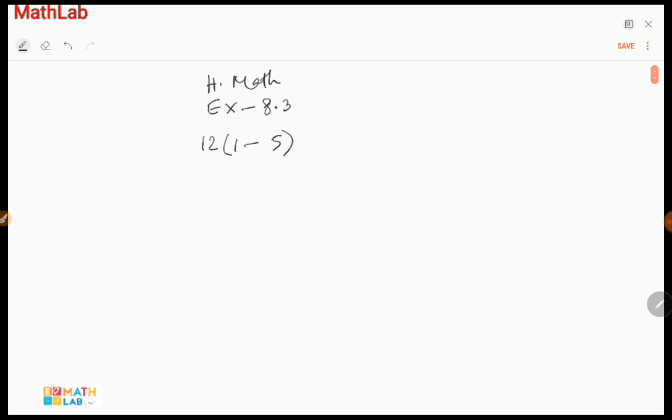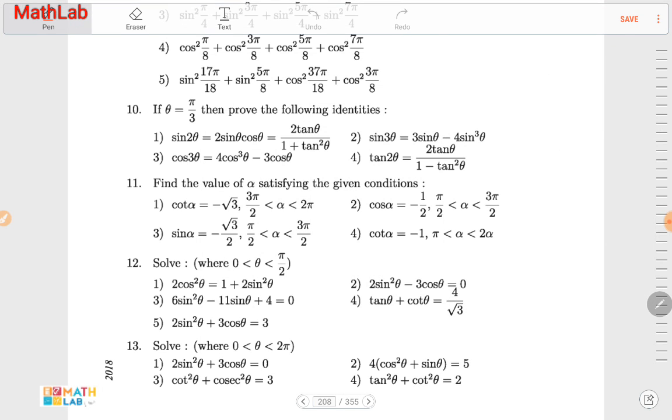Okay, so in maths number 12, here are 5 maths. The first maths is 2 cos square theta equals to 1 plus 2 sin square theta. Here we have to solve this equation. That means we have to find out the value of theta.